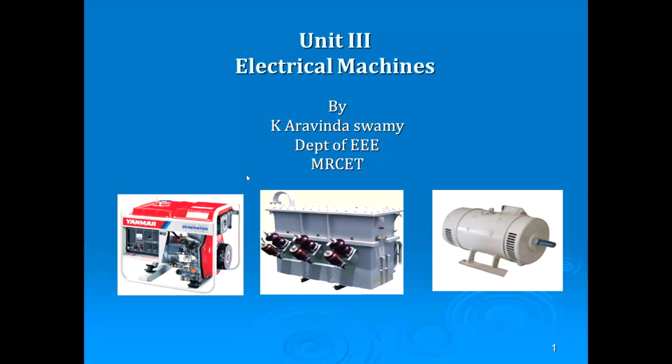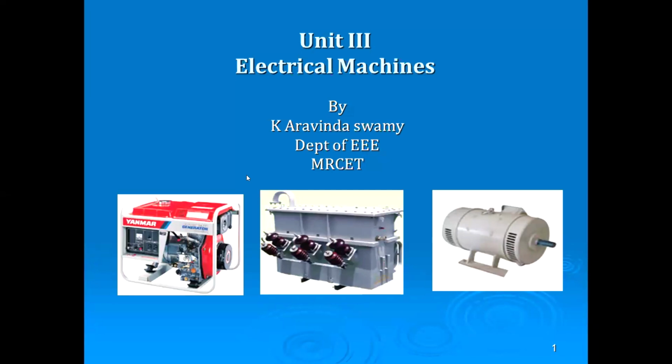Suppose agriculture requires a three phase supply at 415 volts. The appliance is designed like that, but your generating voltage is 11 kV. So if you want to reduce the voltage level for consumers, for agriculture and homes it is 230 volts. So how do we do this? It is done with the help of a transformer, by step up or step down.